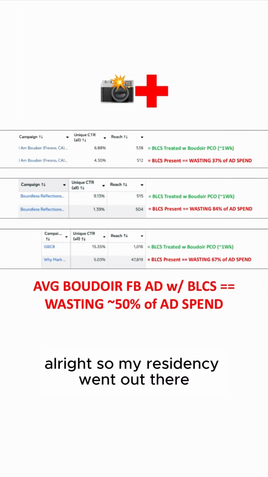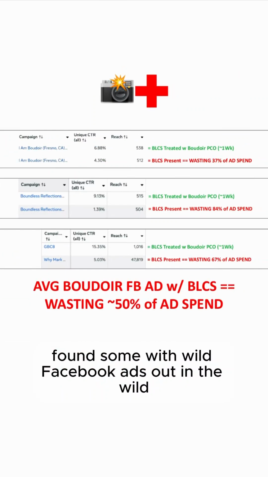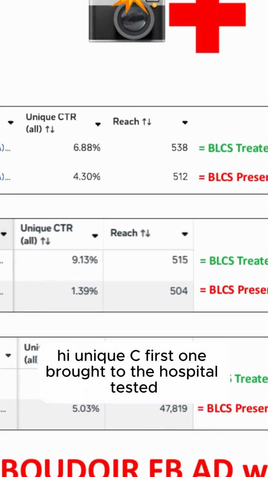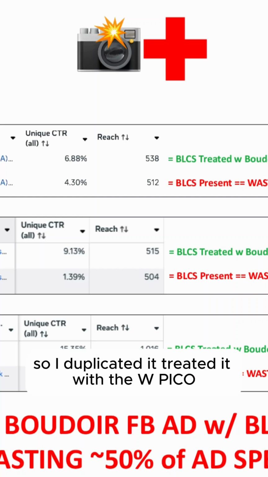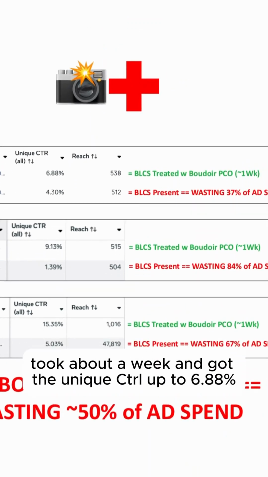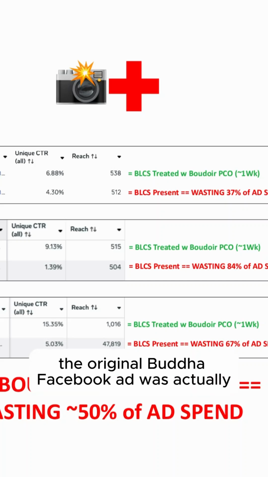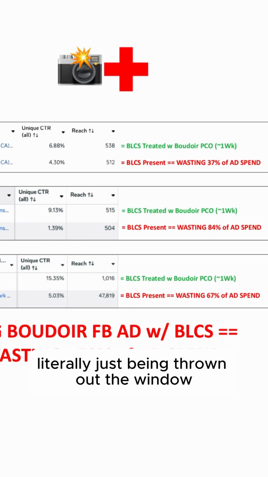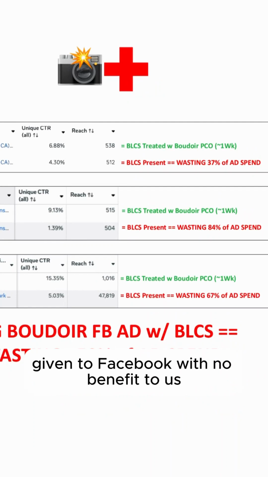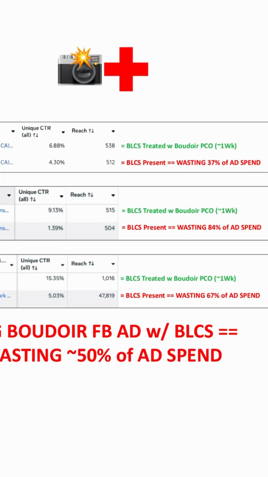All right, so in my residency, I went out there and found some Boudoir Facebook ads out in the wild. Found the first one, brought it to the hospital, tested it, and it had a unique CTR of 4.3%. So we know BLCS is present. So I duplicated it, treated it with Boudoir Pico, took about a week, and got the unique CTR up to 6.88%. So we found out the original Boudoir Facebook ad was wasting 37% of ad spend, literally just being thrown out the window, given to Facebook with no benefit to us.